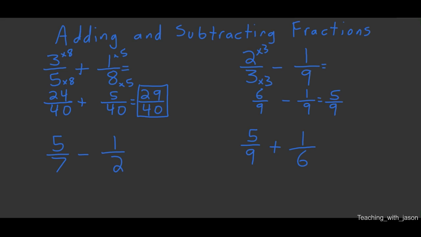5/9. All right, 5/7 minus 1/2. Well, the only things that go into 2 are 2 and 1, and 2 does not go into 7, so there's no shortcut. So we'll end up multiplying 5/7 by 2 over 2 to give us a common denominator of 14.